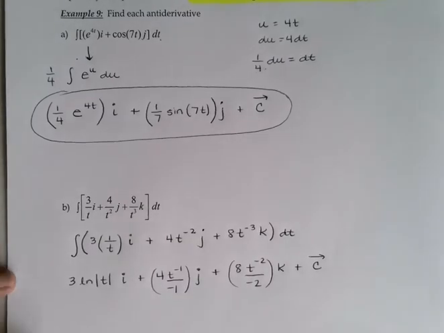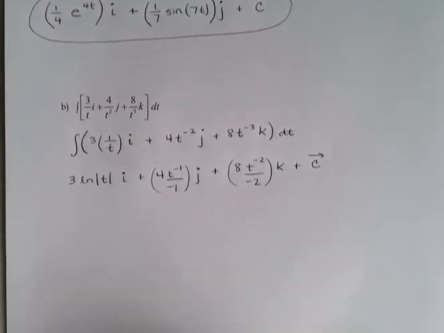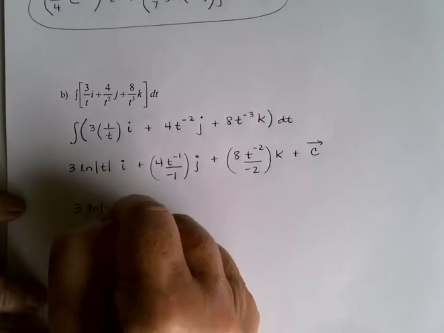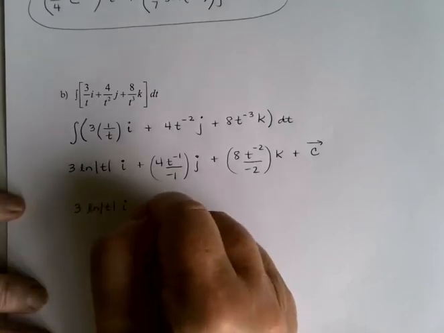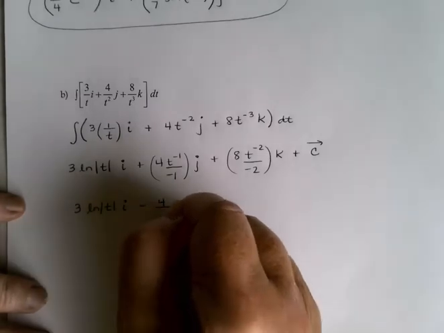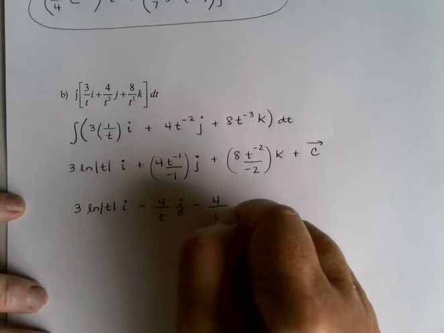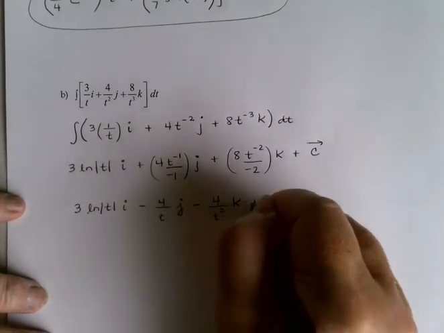And again, my constant of integration has to be a vector. So I end up with 3 natural log t i minus 4 over t j minus 4 over t squared k plus c.